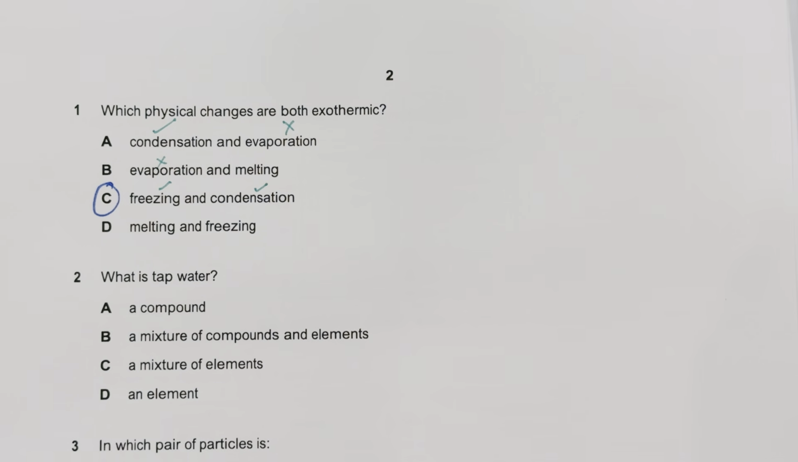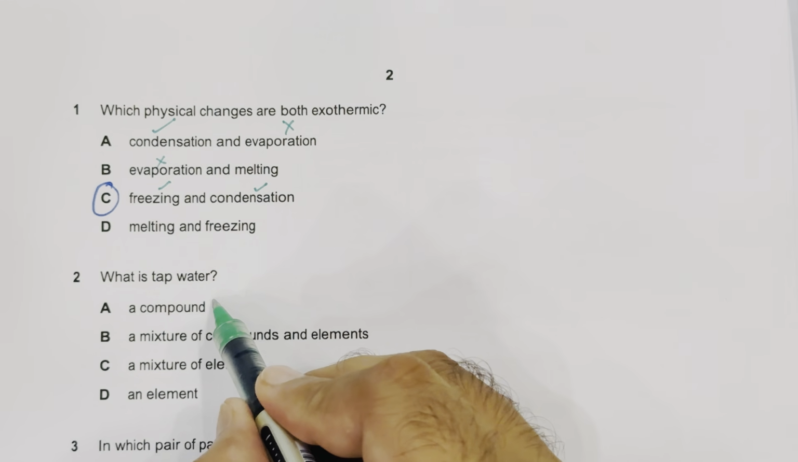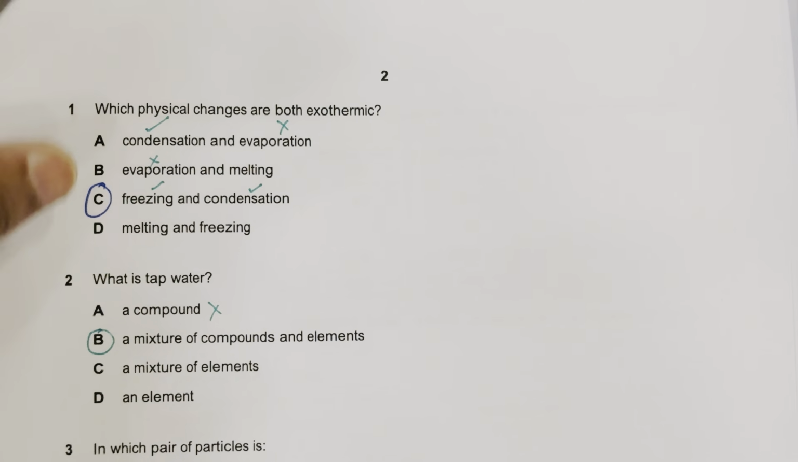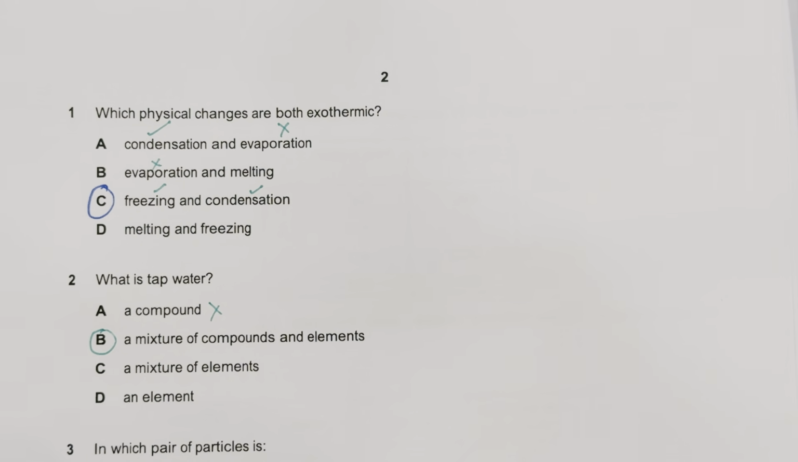Moving to question number 2. What is tap water? This is a common knowledge question. It is not a compound because it carries some elements, so it is a mixture of compounds and matter, so option number B is correct. Moving to question number 3.